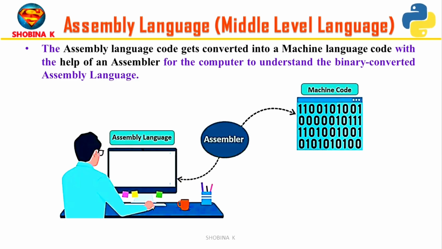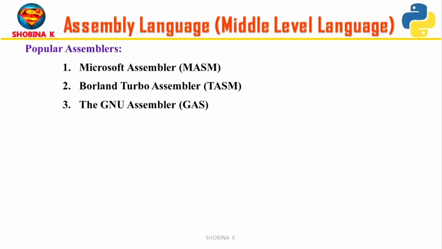And we know that machine language code is a binary representation of an instruction that the CPU understands. Each assembly language instruction corresponds to a specific pattern of zeros and ones in machine code. And thus the assembler takes the assembly language code and translates it into machine code that the computer's CPU can directly execute. And here are some popular assemblers used in the development of assembly language programs. Microsoft Assembler, MASM. Borland Turbo Assembler, TASM. The GNU Assembler, GAS. The choice of assembler often depends on the development environment, platform, and specific requirements of the project.